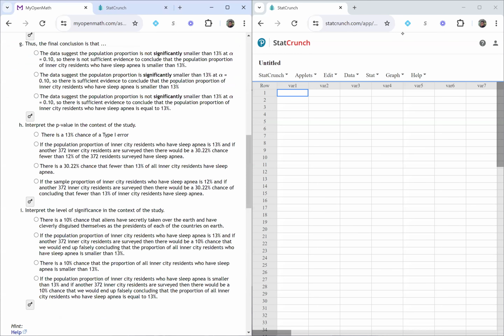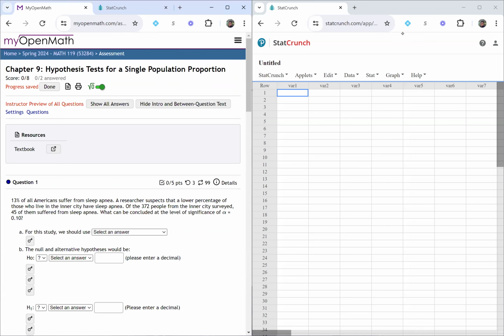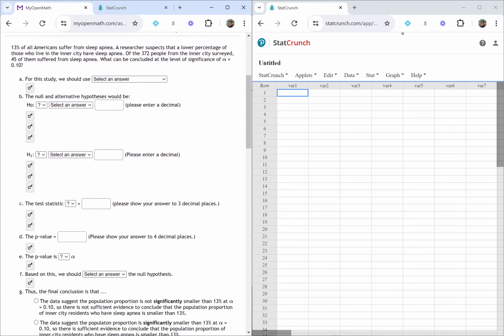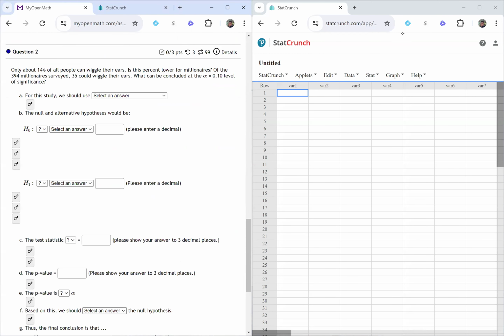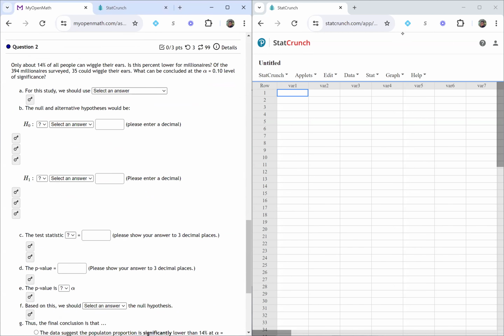Hi folks, welcome to this video where we're going to take a look at the Chapter 9 hypothesis test for a single population proportion, my open math homework. In this one, there's only two questions, but we're going to take a look at question number two together and use that as our example.